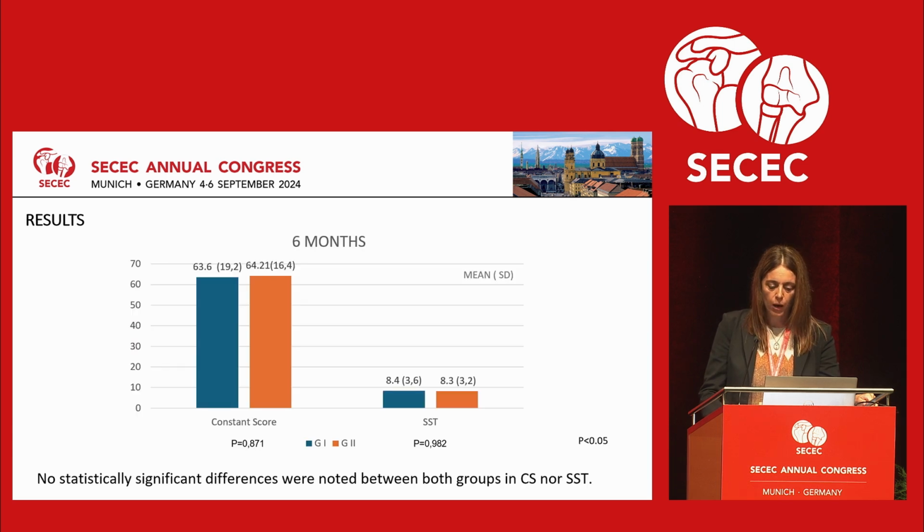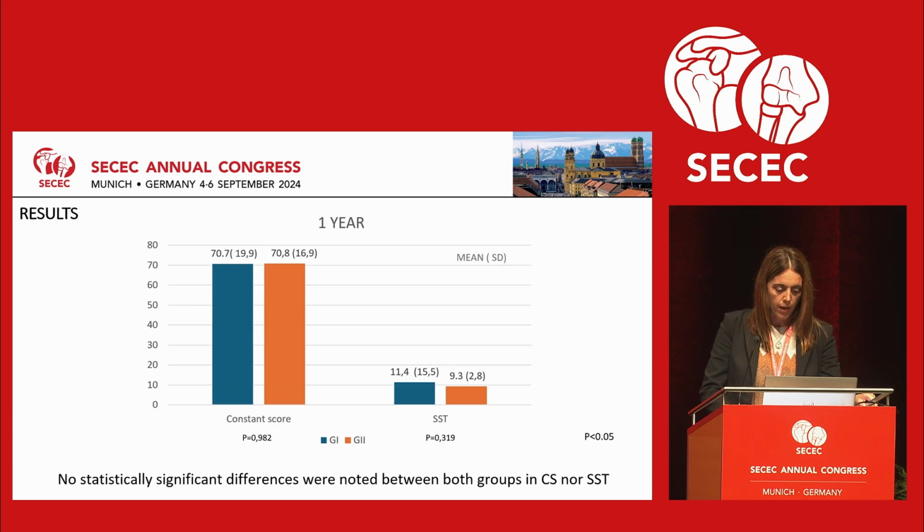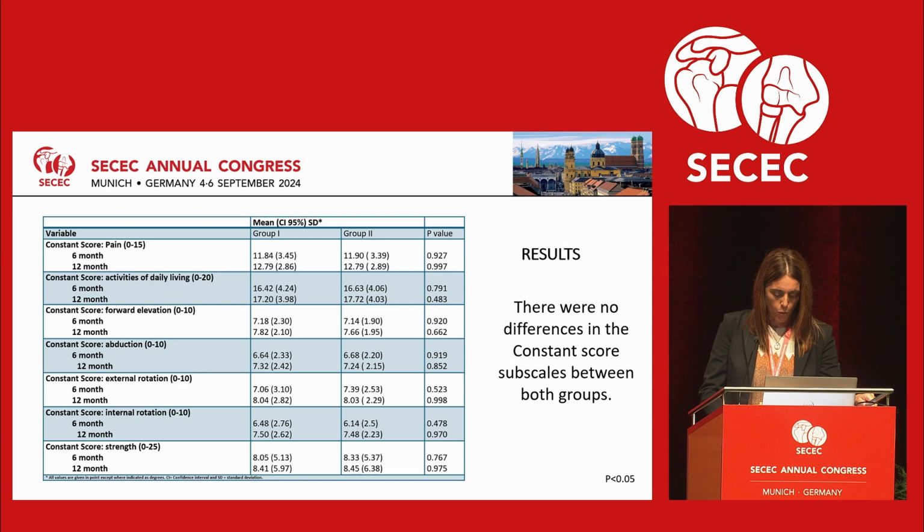And in the functional outcomes, as you can observe, we didn't find any differences between groups in the Constant score, nor in the Simple Shoulder Test at 6 months. And as you can observe, the same result was obtained at 1 year, with 70 points in the Constant score for both groups. Moreover, there were no differences in the Constant score subscales between the groups.